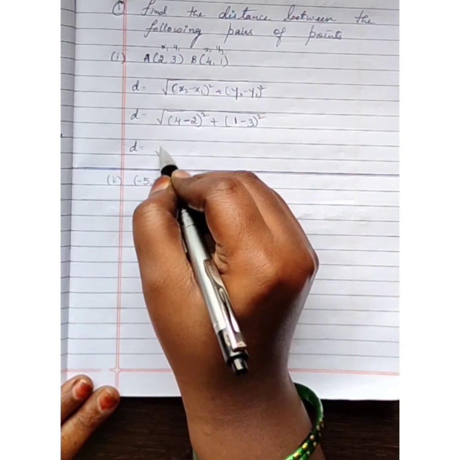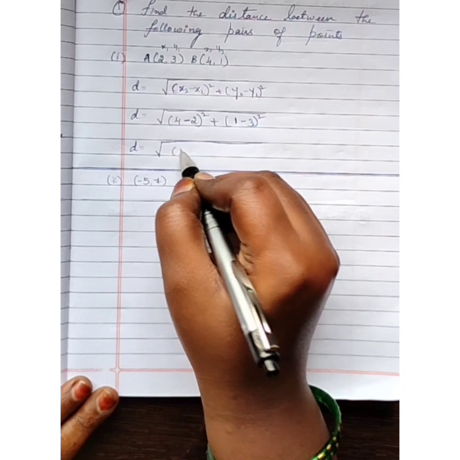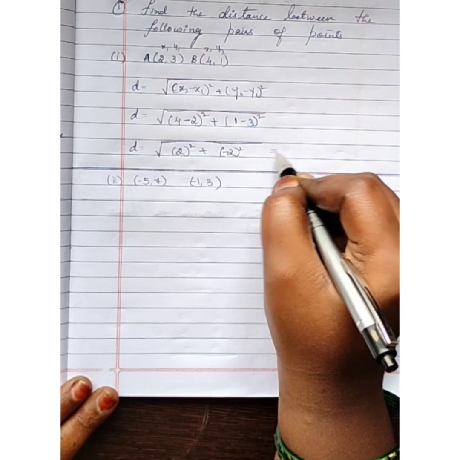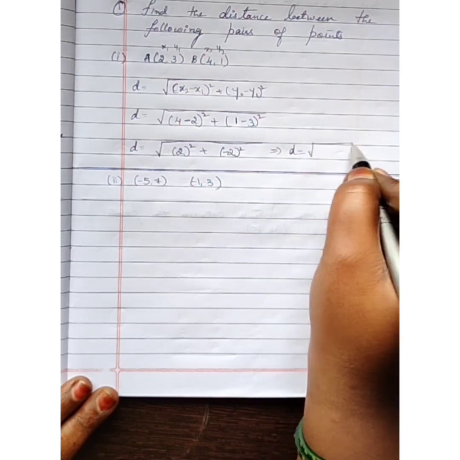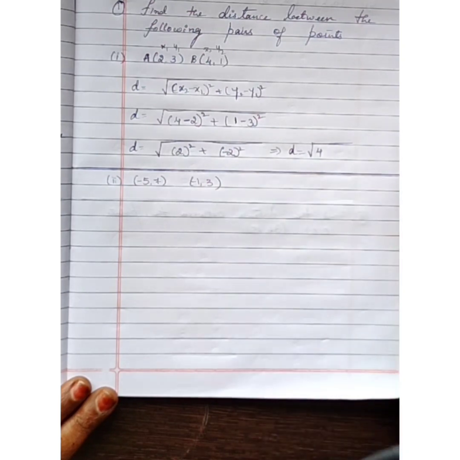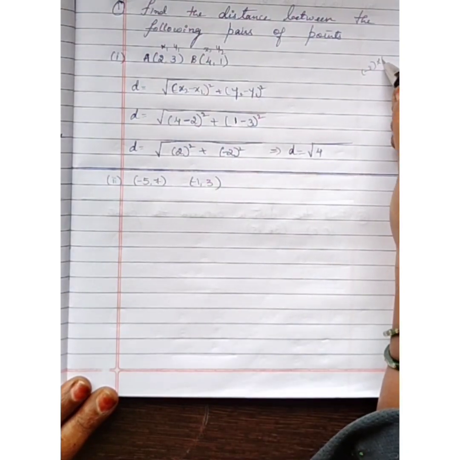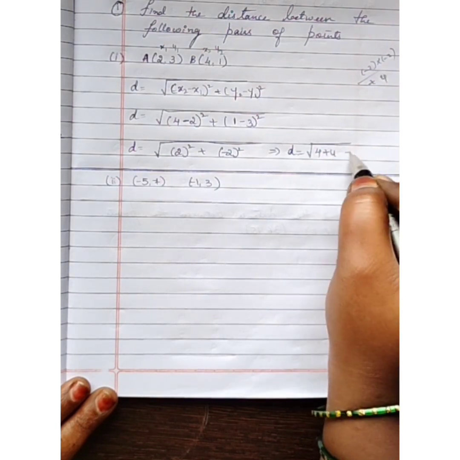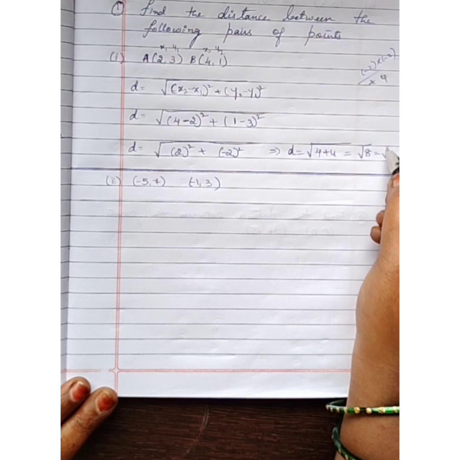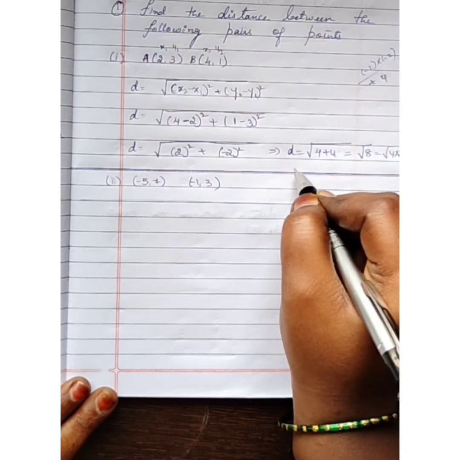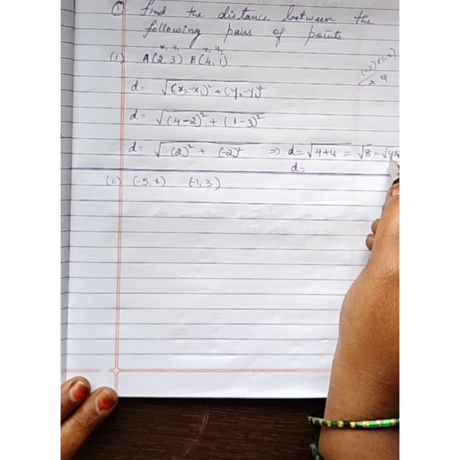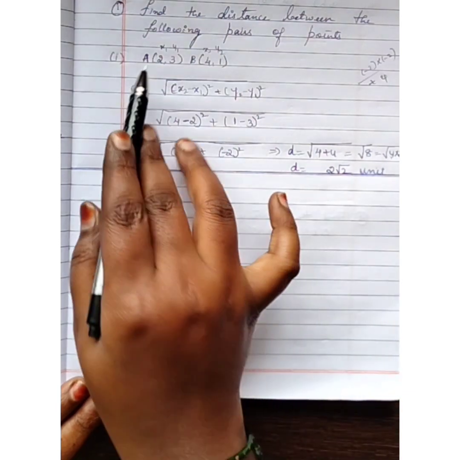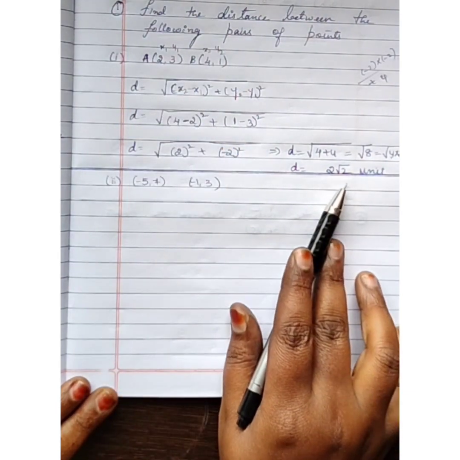D equal to root of 4 minus 2, how much you will get? 2 whole square plus 1 minus 3, that is minus 2, whole square. Then d equal to root of 2 square, 4, plus minus 2 into minus 2. Minus into minus is plus, 2 2s are 4 you will get. 4 plus 4, root 8. Root 8 can be written as 4 2s are 8. Then d is equal to 4 is a perfect square, root of 2, 2 root 2 units. The distance between the coordinates A and B is 2 root 2 units.